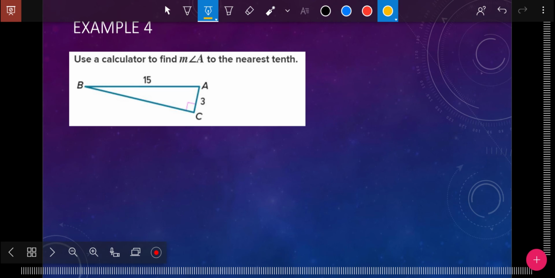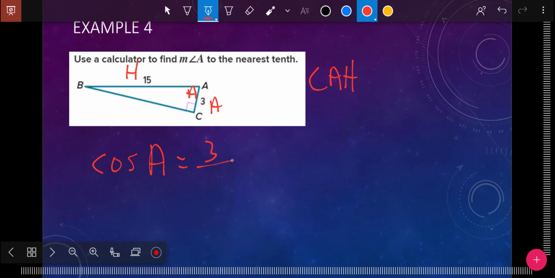Right. Find the measure of a missing angle. The missing angle here is A. This is the hypotenuse. This is the adjacent, and so it's a CAH problem. Cosine A equals adjacent over hypotenuse. To find the angle, or to get rid of the cosine, I have to do the inverse.